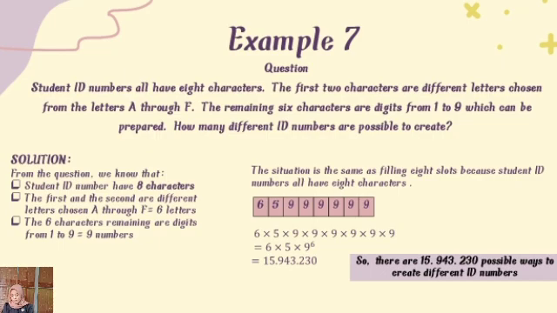Solution. From the question, we know that the student ID number has 8 characters. The first and the second are different letters chosen from A through F, which equals 6 letters, and the 6 remaining characters are digits from 1 to 9, which equals 9 numbers. So, this situation is the same as filling 8 slots because student ID numbers all have 8 characters.